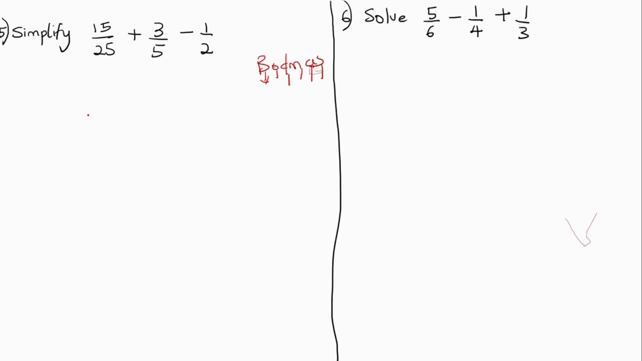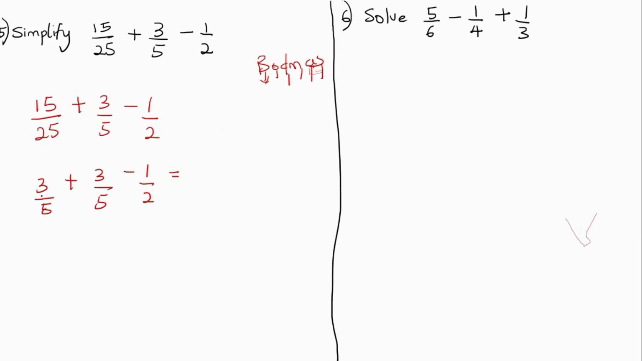So right here guys, let's start with this. So we have 15 over 25 plus 3 over 5 minus 1 over 2. So guys, let's simply simplify this to its lowest term. Now simplifying this to its lowest term, 3 can divide 15 but cannot divide 25, but 5 can divide both 15 and 25. So if 5 divides 15, we have 3, and if 5 divides 25, we have 5, plus 3 over 5 minus 1 over 2. Alright, so the first thing guys, let's apply the use of BODMAS, which is what?